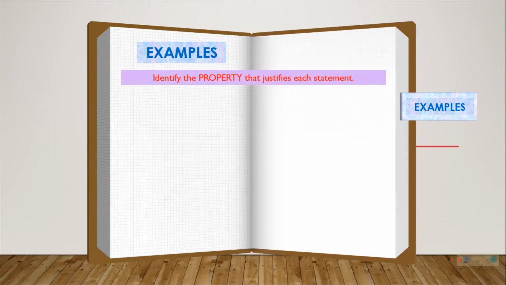We have an example. The first example: identify the property that justifies each statement. 15 plus negative 8 is equal to negative 8 plus 15. If you notice, they just changed positions or places. So, that is called the commutative property of addition. It is a commutative property, and since it is addition, it is the commutative property of addition.